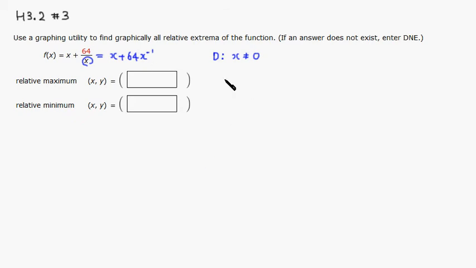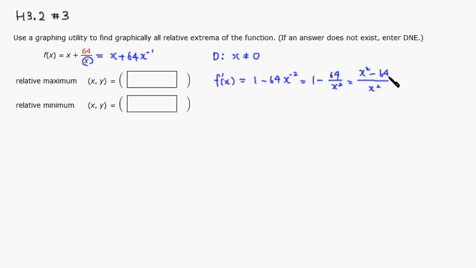Alright, so let's take the derivative. So f prime of x is equal to, derivative of x is 1. Then put the negative 1 in front, so it's negative 64 x to the, subtract 1 from the power, so it's negative 2. So if you rewrite that, this is going to be 1 minus 64 over x squared. And we can combine those together by taking the common denominator, x squared, which is x squared minus 64 over x squared.